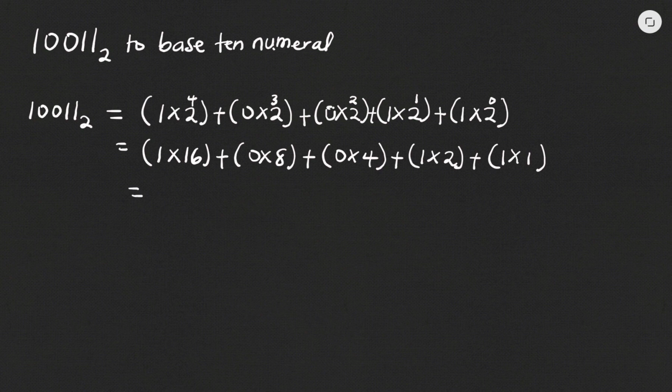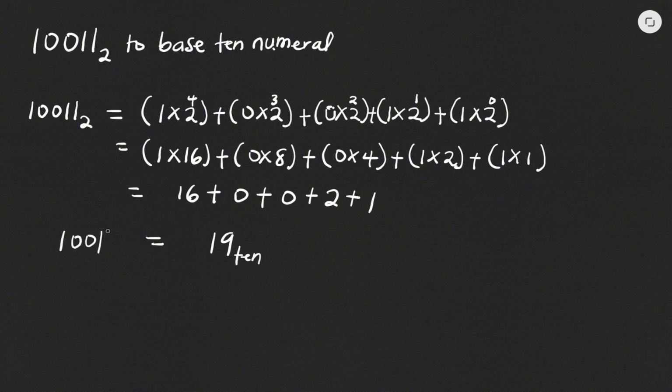So from here I have 1 multiplied by 16 is 16, plus 0 multiplied by 8 is 0, 0 multiplied by 4 is 0, 1 multiplied by 2 is 2, and then 1 multiplied by 1 is 1. So I have here 16 plus 2, which is 18, plus 1 is 19. So my result or my answer is 19 base 10. So 10011 base 2 is equal to 19 base 10.